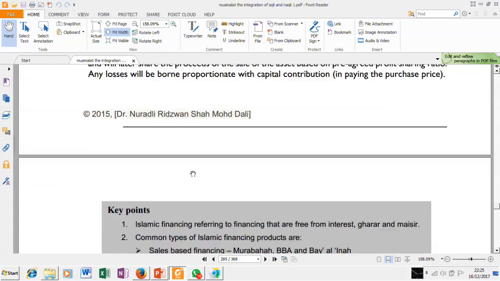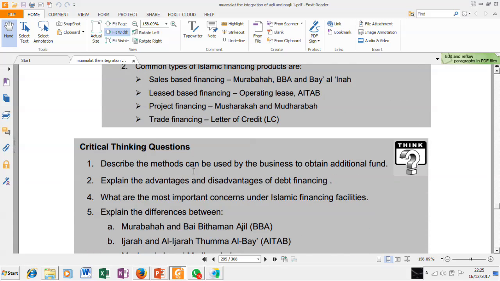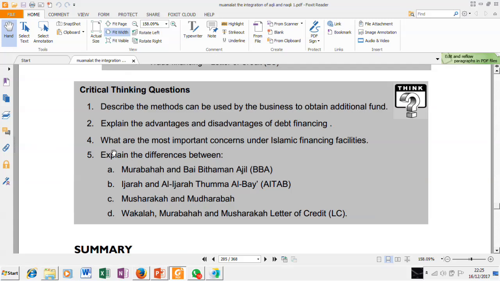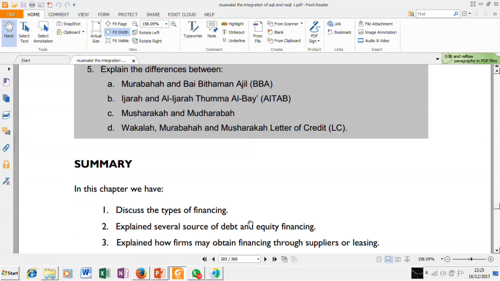All right. So those are the four different types of Islamic finance products that can be used in terms of financing. We have murabaha and bai bithaman ajil. We have leasing, which is ijara and ijara thumma bai. We have musyarakah, and we explained musyarakah mutanakisah and also mudharabah. And the last one is for import and export: wakalah LC, murabaha LC, and musyarakah letter of credit. So with that, I thank you.